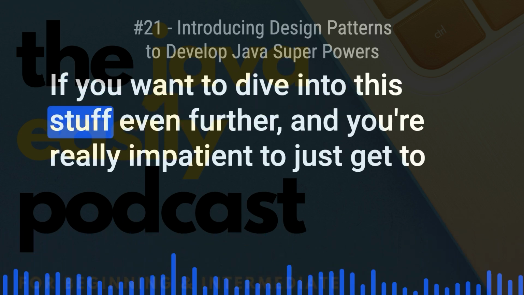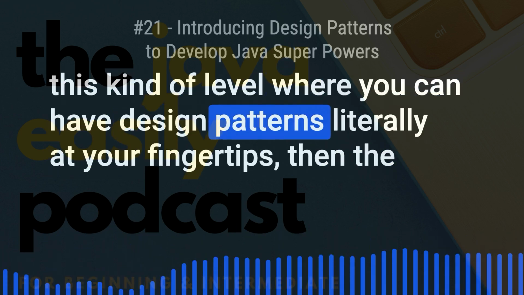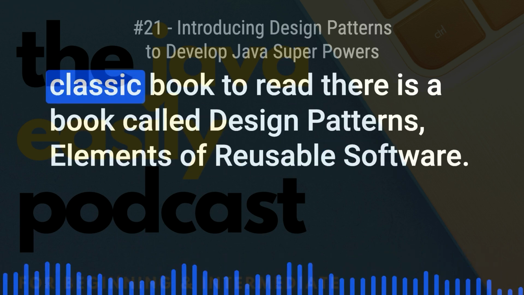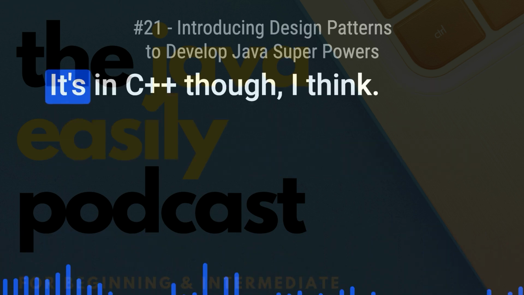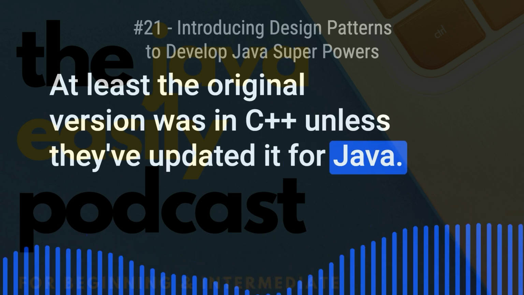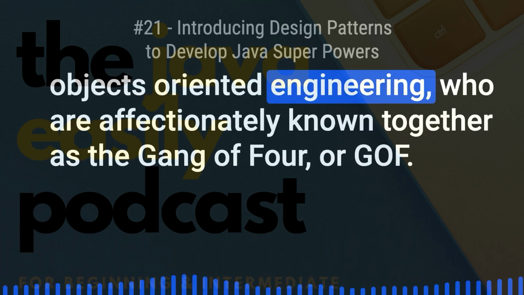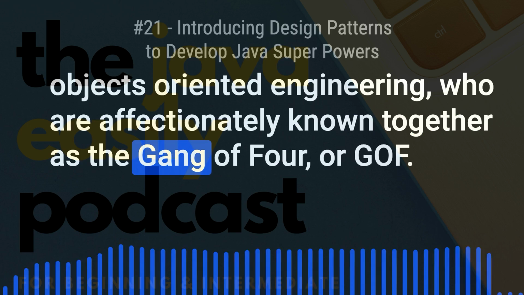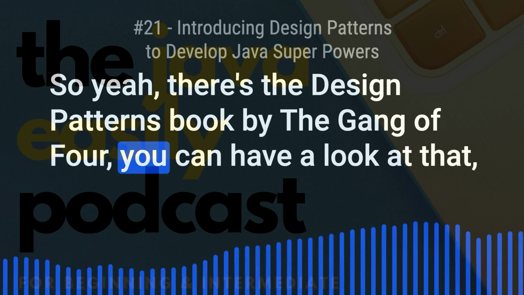If you want to dive into this stuff even further, and you're really impatient to get to the level where you have design patterns literally at your fingertips, then the classic book to read is called Design Patterns: Elements of Reusable Software. It's in C++ though, I think, at least the original version was, unless they've updated it for Java. It was written by a team of 4 very advanced software engineers, pioneers in the field of object-oriented engineering, affectionately known together as the Gang of Four, or GOF. So there's the Design Patterns book by the Gang of Four, you can have a look at that.